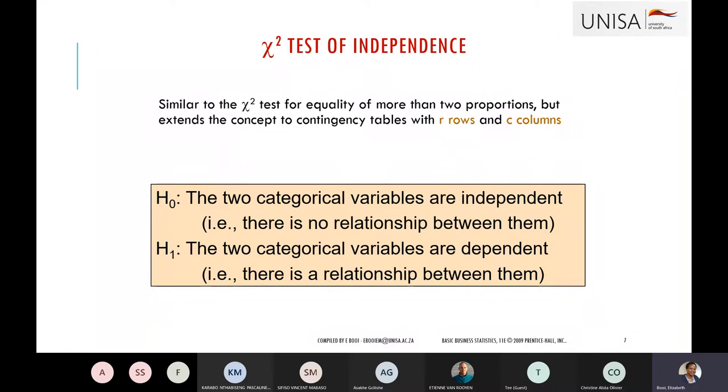When stating the null hypothesis and the alternative hypothesis for a chi-square test, we always need to know that in your null hypothesis, you always state that the two variables are independent. The alternative will state that the two variables are dependent. With the chi-square test, we use the contingency table because the contingency table has the rows and the columns. You put your data into those rows and columns, so you will be testing the relationship between two variables.